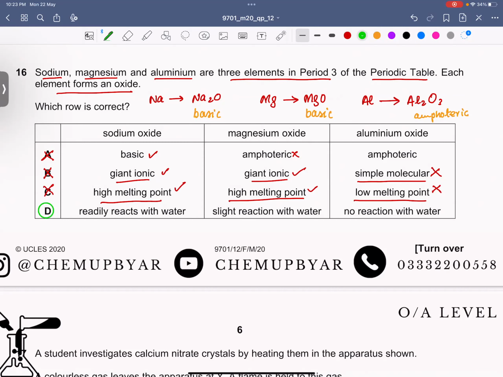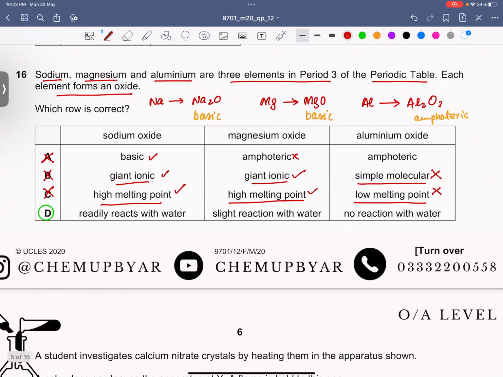So if you look at the information provided over here, sodium oxide reacts with water, correct. And if we talk about magnesium oxide, it reacts slowly with water, yes. And aluminium oxide has no reaction with water, because it is insoluble in water and it doesn't react with water.